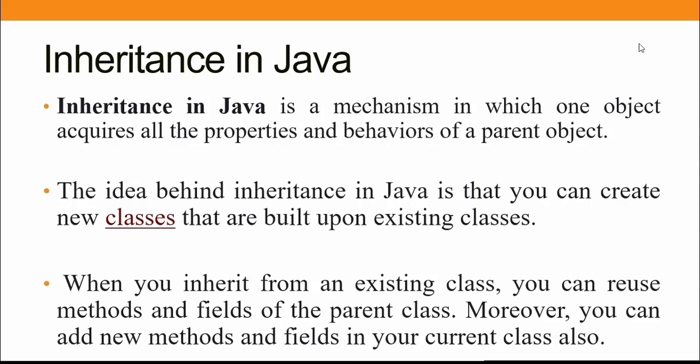So that is what it means. Inheritance in Java is a mechanism in which one object acquires all the properties and behaviors of the parent object. The idea behind inheritance in Java is that you can create new classes that are built upon existing classes. For this, let me give you an example.